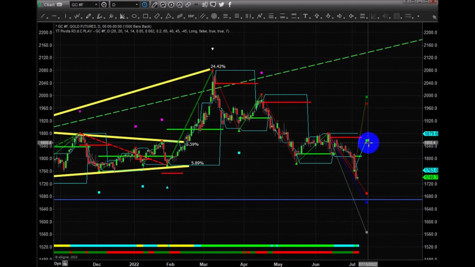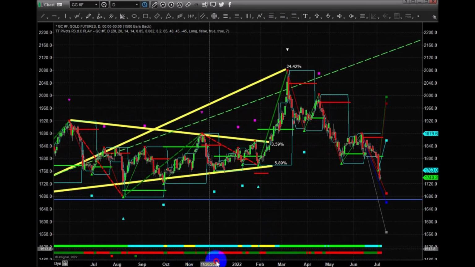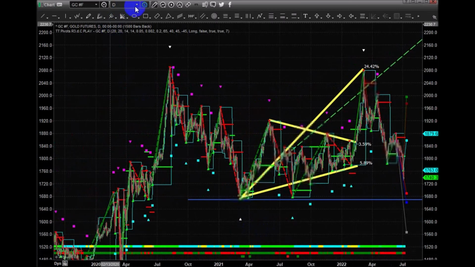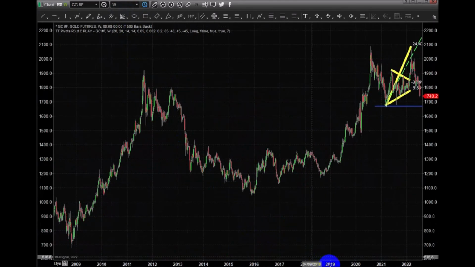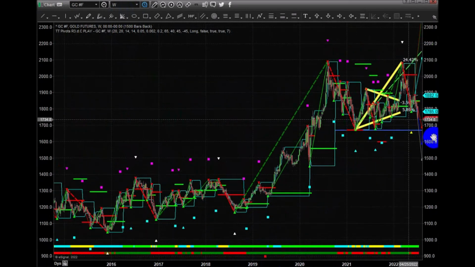Upside potential is showing 1857 to 1970 to 1994. Critical support in this area we would want to see in a broader picture. Remember, the broader picture is, let me go to weekly and I'll show you. The broader picture for gold is that we have a very big cycle trend setting up.